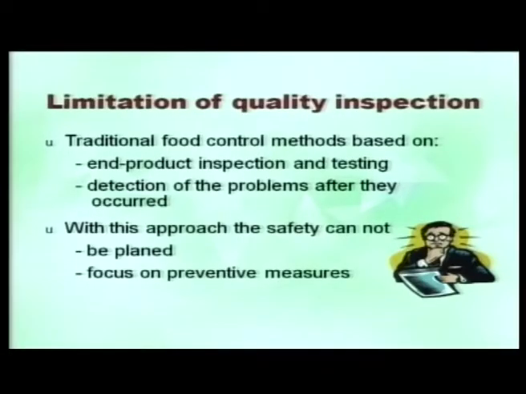Traditionally, food control methods were based on end product inspection and testing. That means the entire process was completed, and at the end we pick up samples on a random basis and subject them to inspection and testing. Generally the steps were microbiological testing or other chemical analysis. Now what will happen? The problem is detected once the problem has already occurred. End product testing is a reactive approach. That means once the problem has occurred, you are taking a medicine to control that problem.